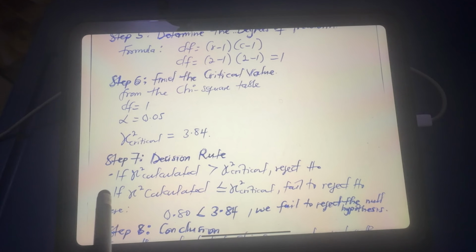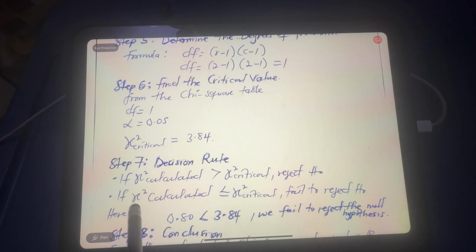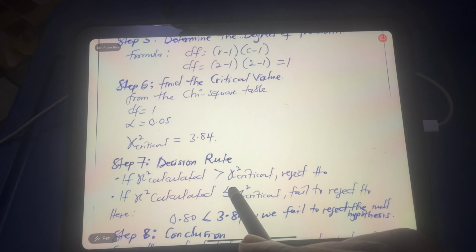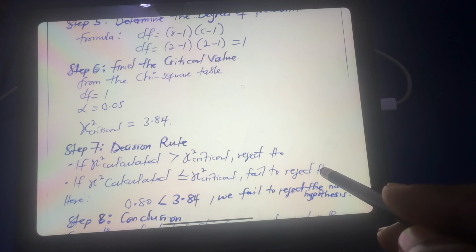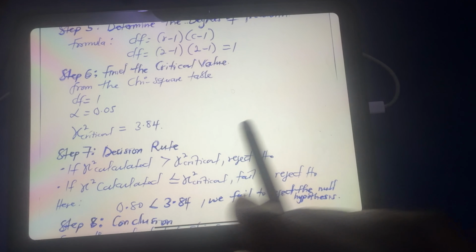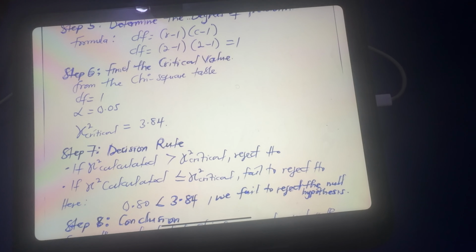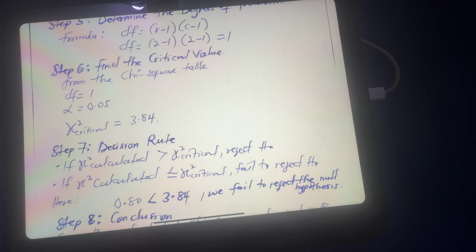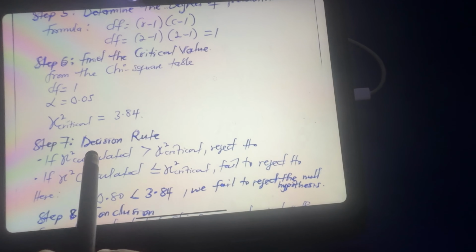Now, the second decision rule is: if the calculated R squared is less than or equal to the critical value, you fail to reject the null hypothesis. Okay, so you can tell from the decision rule that the condition is always on the null hypothesis. The focus is always on the null hypothesis, or the decision is always centered on the null hypothesis.